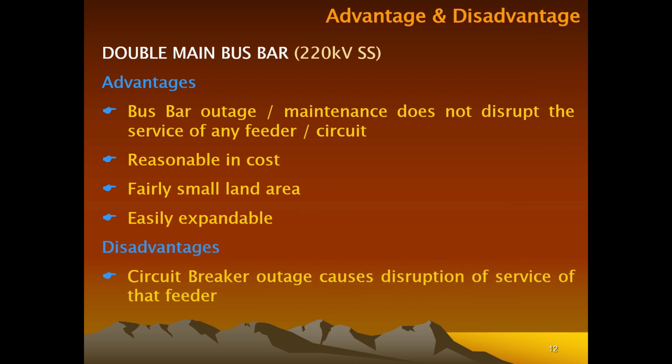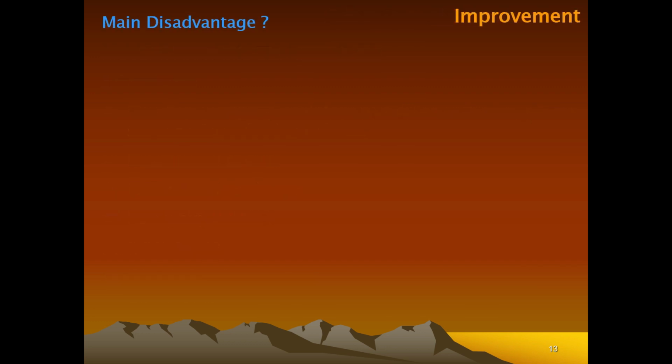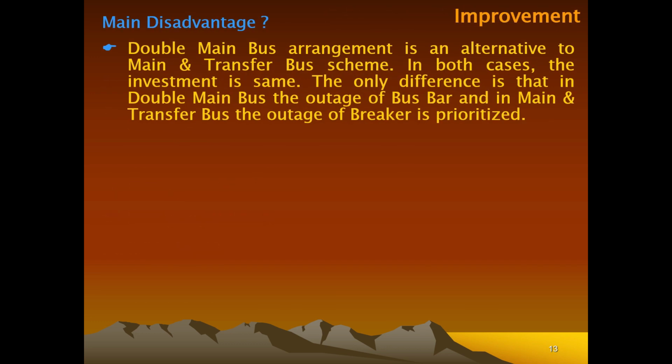Disadvantages: in case there is a problem on the circuit breaker itself, then there will be disruption of service of that feeder. So the major disadvantage is, in case there is a problem on your circuit breaker, then definitely there will be interruption of power flow. So if you see, the double main bus bar arrangement is an alternative to the main and transfer bus scheme. In both cases, the investment is the same. The only difference is, in double main bus, the outage of the bus bar, and in main and transfer bus, the outage of the breaker is prioritized. That we have already seen.